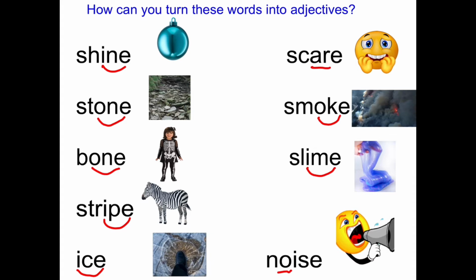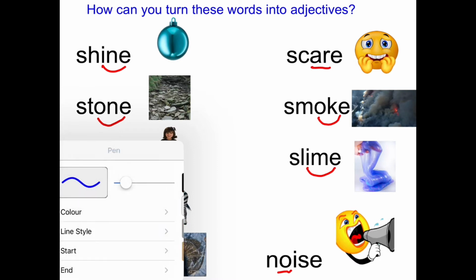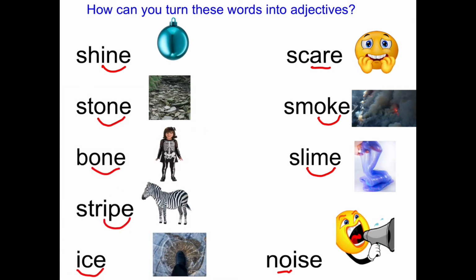Now what we want to do is to turn them into adjectives. So we're going to write shiny, stony, bony, stripy, icy, scary, smoky, slimy and noisy. Now have a think for a moment. How are you going to turn those words into adjectives? You've got to add something and you've got to take something away. Let's get a different pen colour. Now you might have worked out that you have to add a Y. And just like with some other suffixes, when you're adding an ending onto a word with an E, like when you add ing, you drop the E.